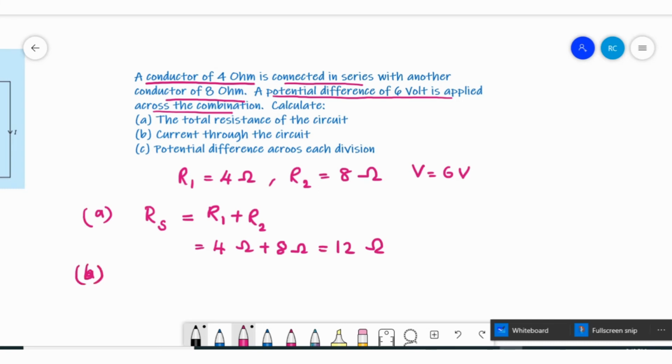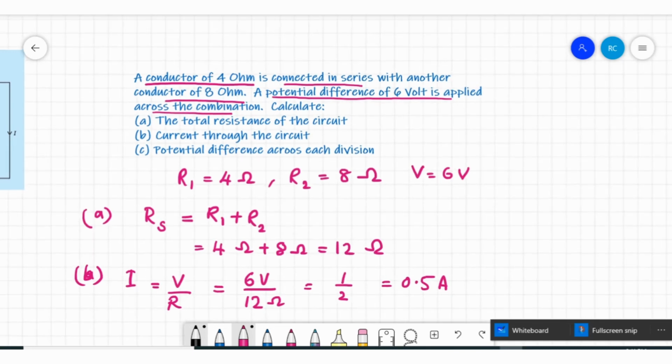Now, the second part, current through the circuit. What is the equation for current? According to Ohm's law, I equals V by R. The potential difference is given as 6 volt, divided by R, the equivalent resistance, which is 12 ohm. So 6 by 12, which means 1 by 2, equals 0.5 ampere.